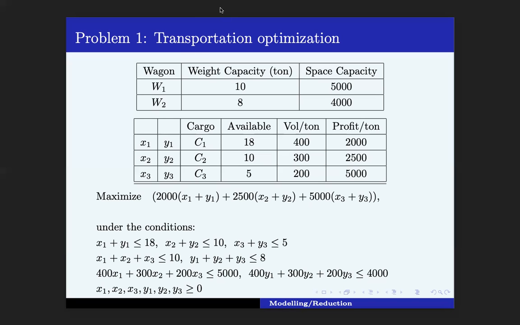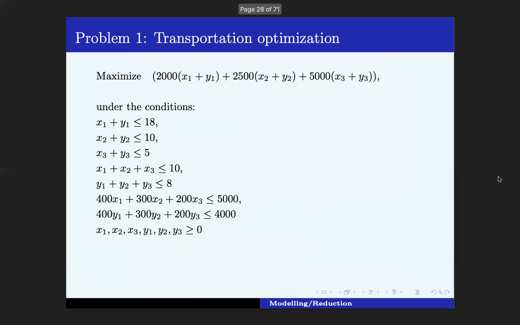Sir, here x1, x2, x3, y1, y2, y3 are integers? They need not be integers, right? That's what I told. They don't have to be integers; technically, I can send any amount. So this is the linear programming formulation of this problem, and you can solve it using LP solvers. Done.